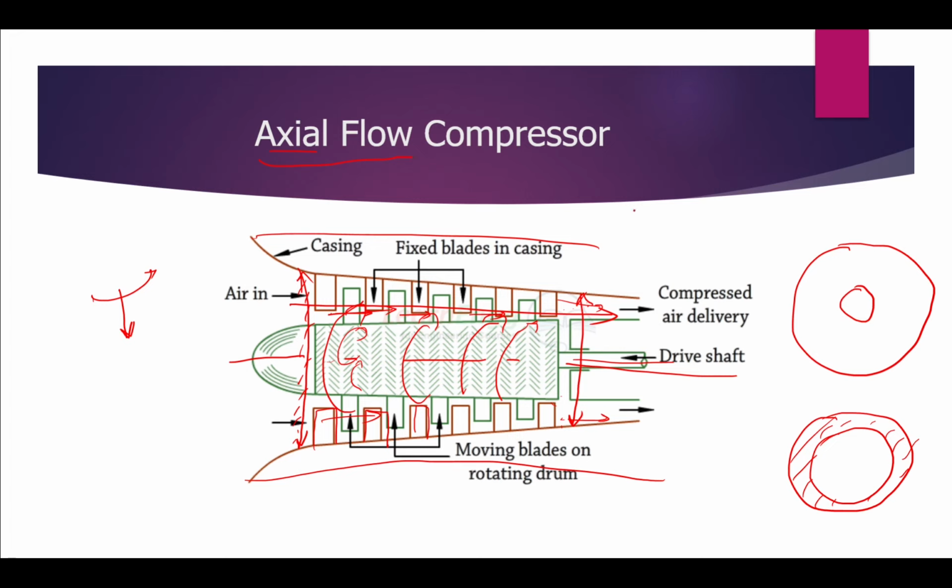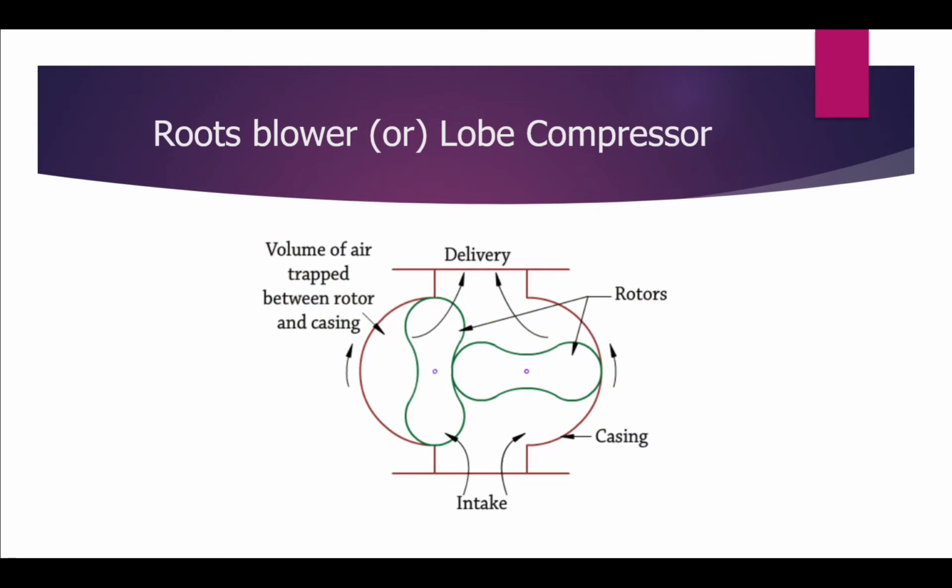Generally, an axial flow compressor can obtain pressure ratios up to 12:1, and this is mainly used in gas turbines. All gas turbines will generally use an axial flow compressor. This is the working of an axial flow compressor. Next one is the roots blower or lobe compressor.